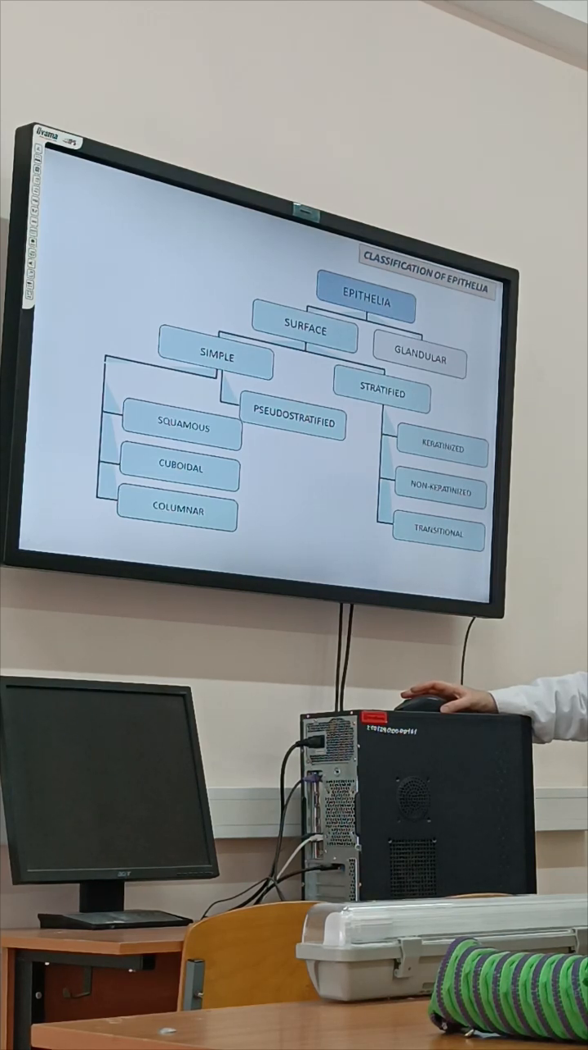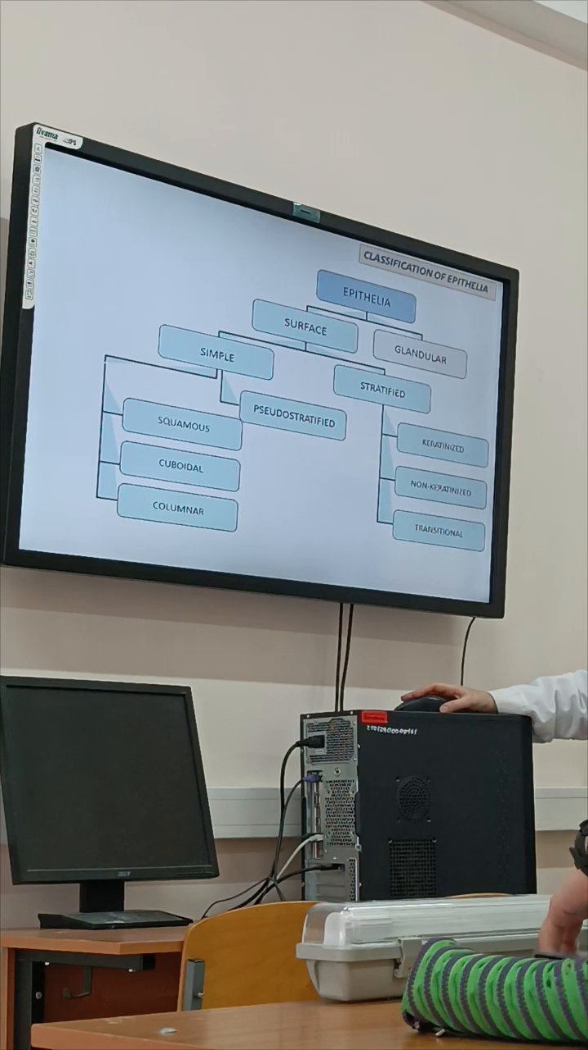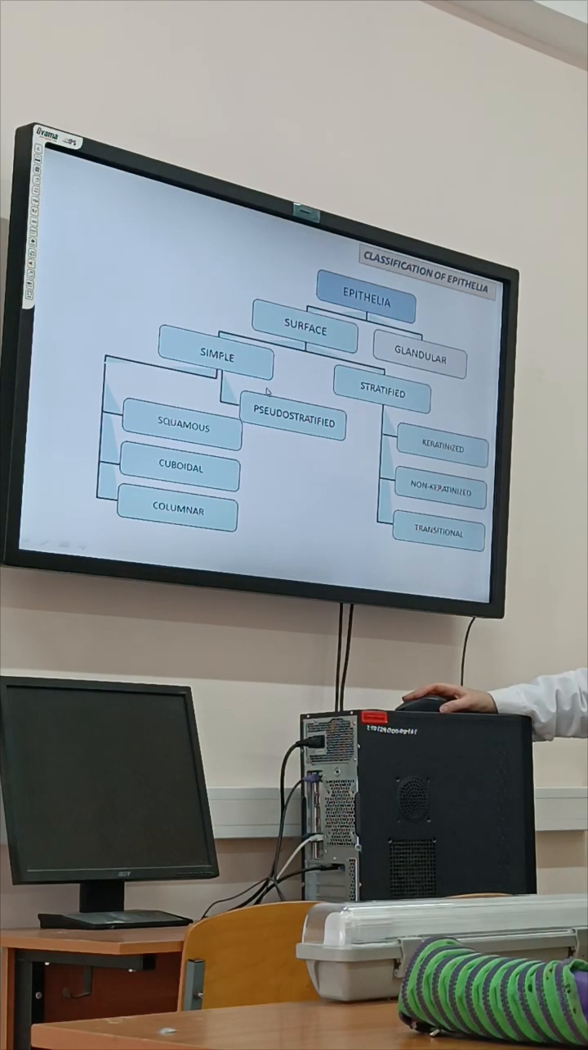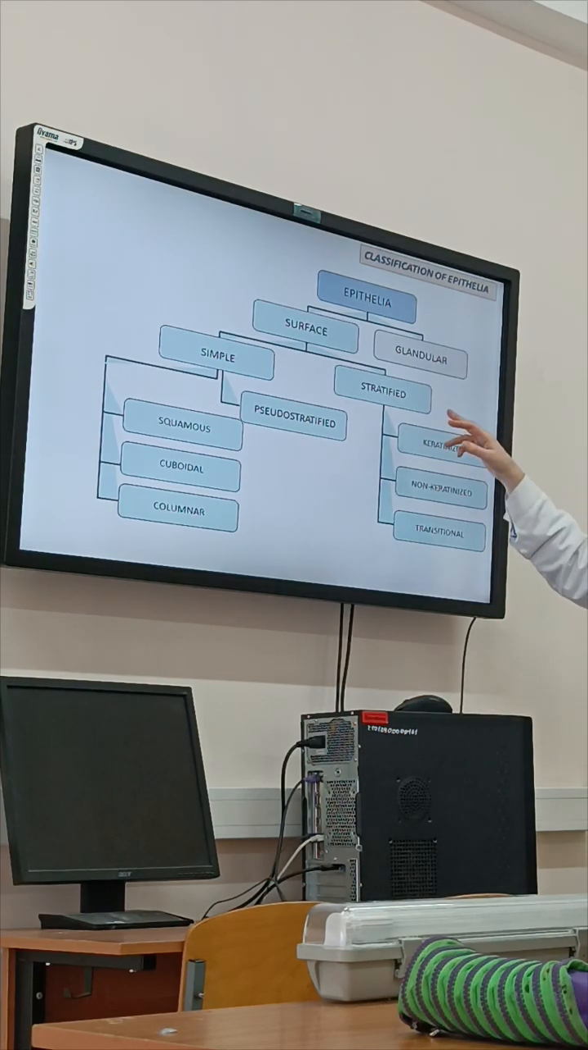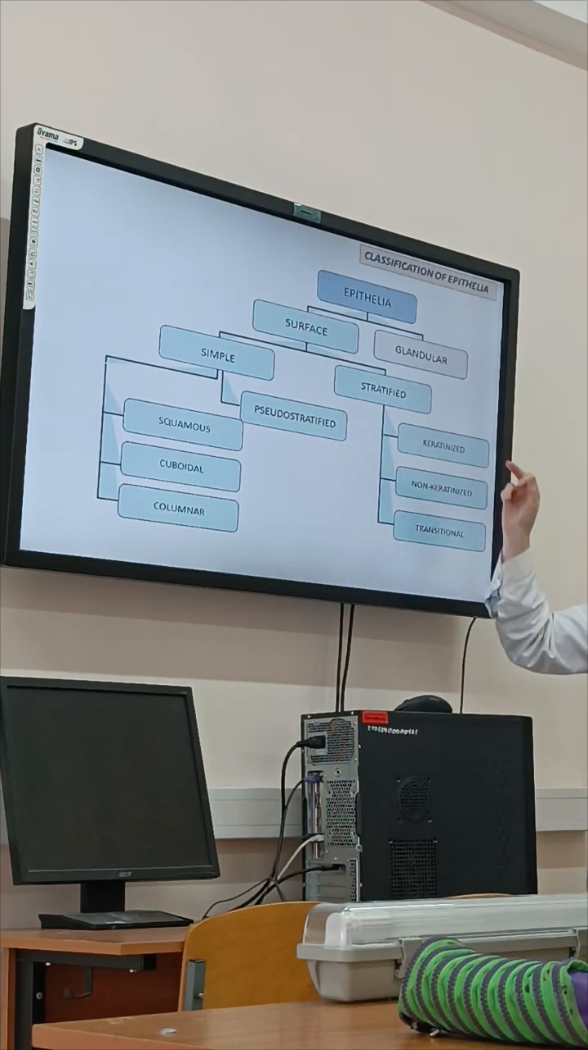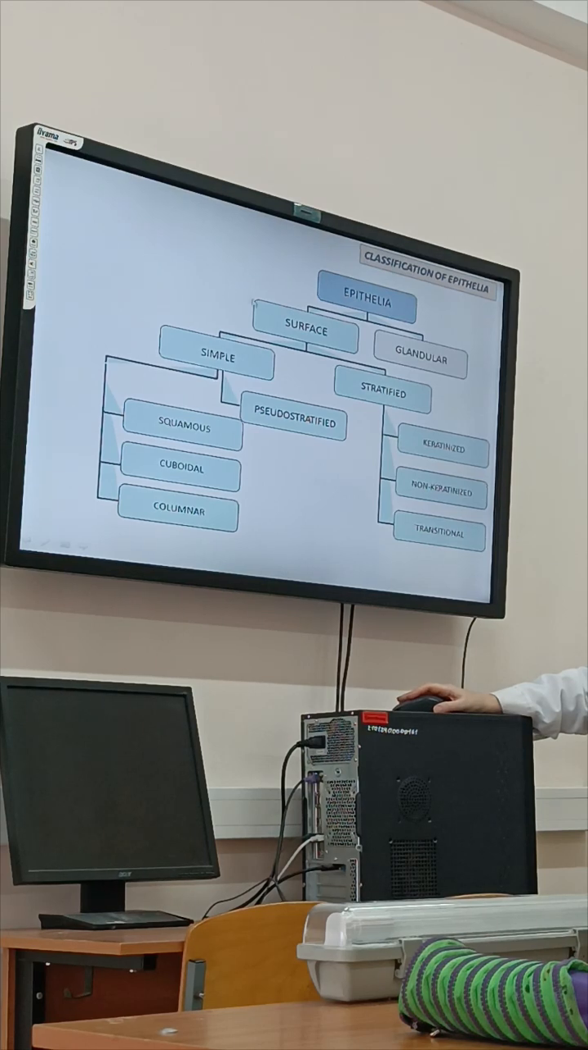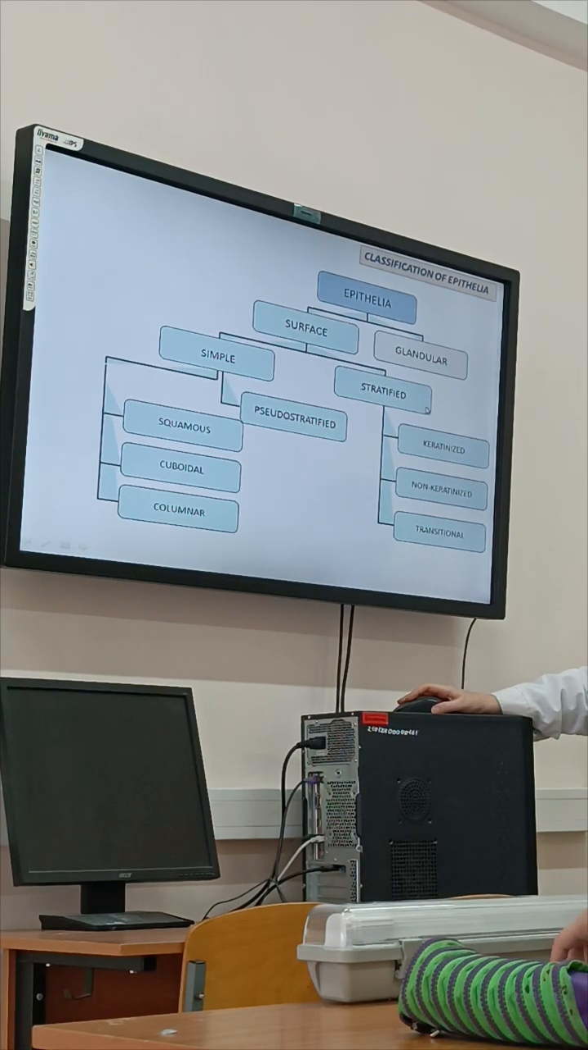If all cells lay on the basement membrane, such epithelium will be simple. If some cells lay on the basement membrane, but upper-situated cells don't contact with the basement membrane, we classify this epithelium as stratified. Today, we should consider only simple epithelium. Next class, stratified and glandular. Okay?